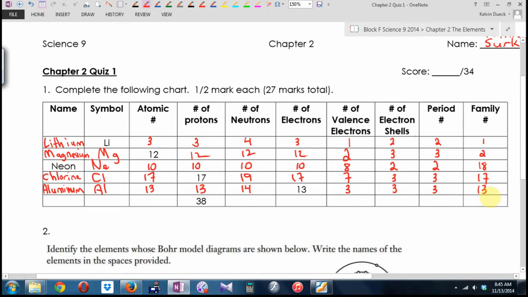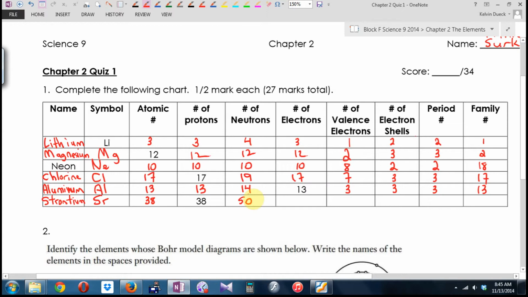38 protons. Atomic number 38. Strontium, which is Sr. Right? Yeah, Sr. Strontium. How many neutrons? I have no idea. 88 take away 38. 50? Yeah. Is that right? Doing the math in my head.